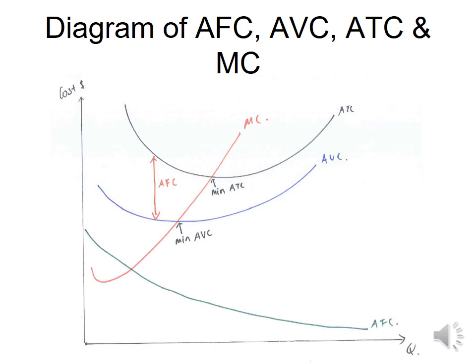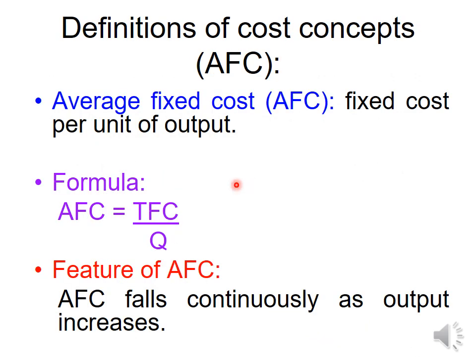Let's take a look at the calculation side to see how we can calculate this cost. For average fixed cost, just take total fixed divided by quantity. We mentioned earlier, because total fixed is fixed, the amount doesn't change. So when the numerator doesn't change and Q gets bigger and bigger, AFC will fall continuously over output. We saw earlier that AFC keeps falling and falling. It keeps falling because total fixed is fixed, and if Q becomes higher, average becomes lower and lower.